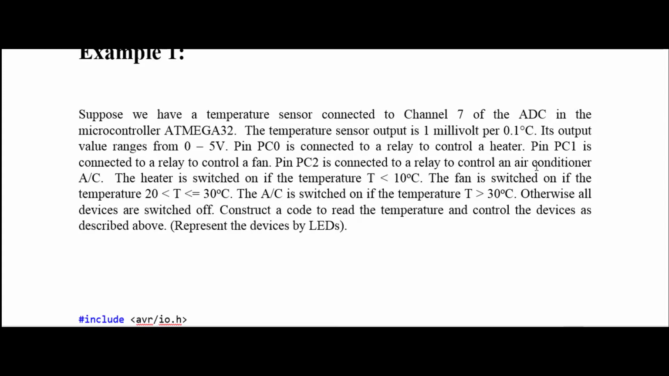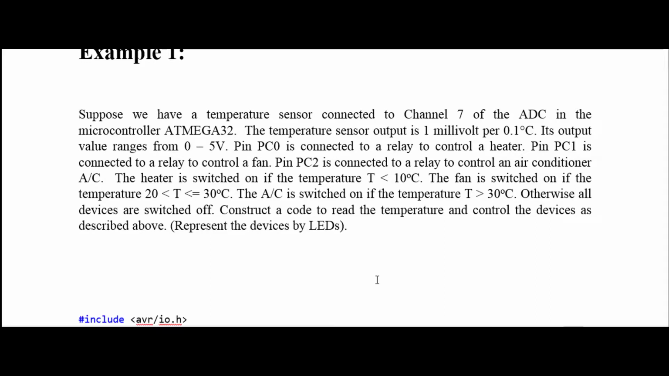The heater is switched on if the temperature is less than 10 degrees Celsius. The fan is switched on if the temperature is greater than 20 and less than or equal to 30 degrees Celsius. If the temperature is above 30, we need to run the AC, the air conditioner. Otherwise, all devices are switched off.